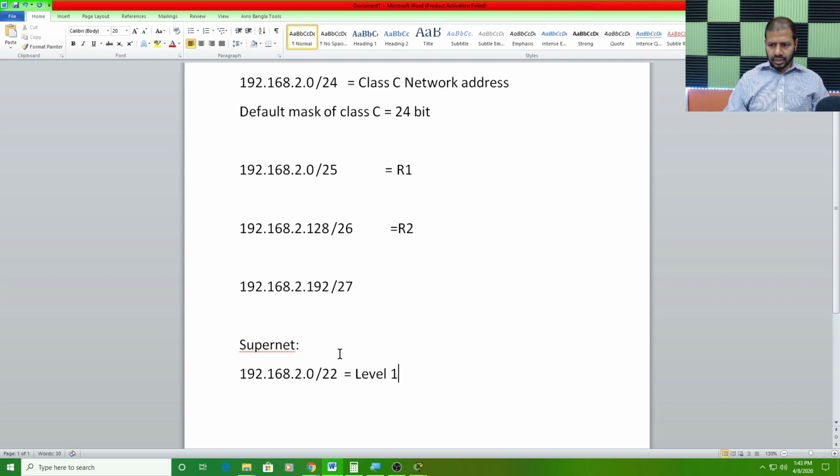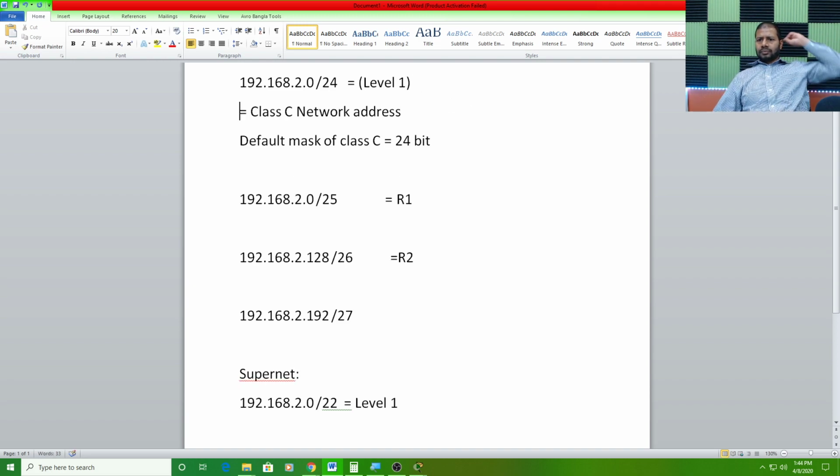Level 1. Okay, so this is level 1, and this one is also level 1. This is also level 1. So these two are level 1.